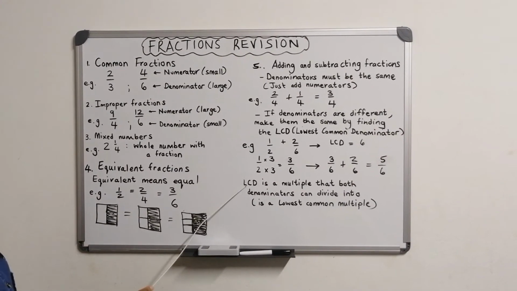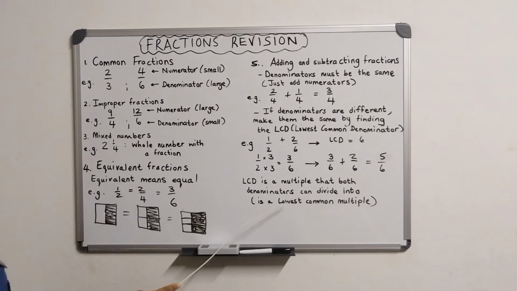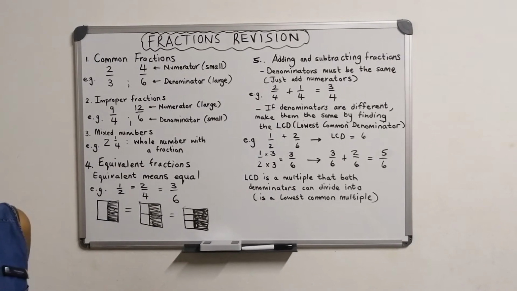Please remember, the LCD is a multiple that both denominators can divide into. It is also called a lowest common multiple.